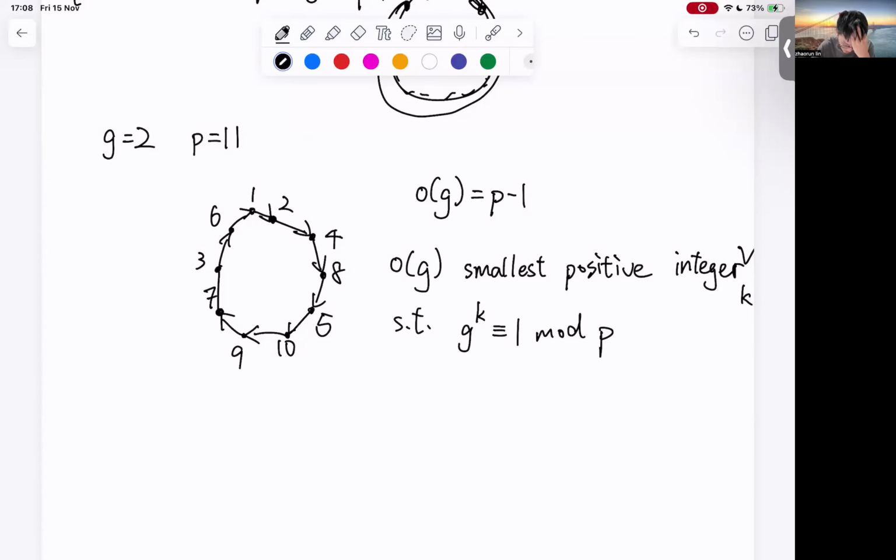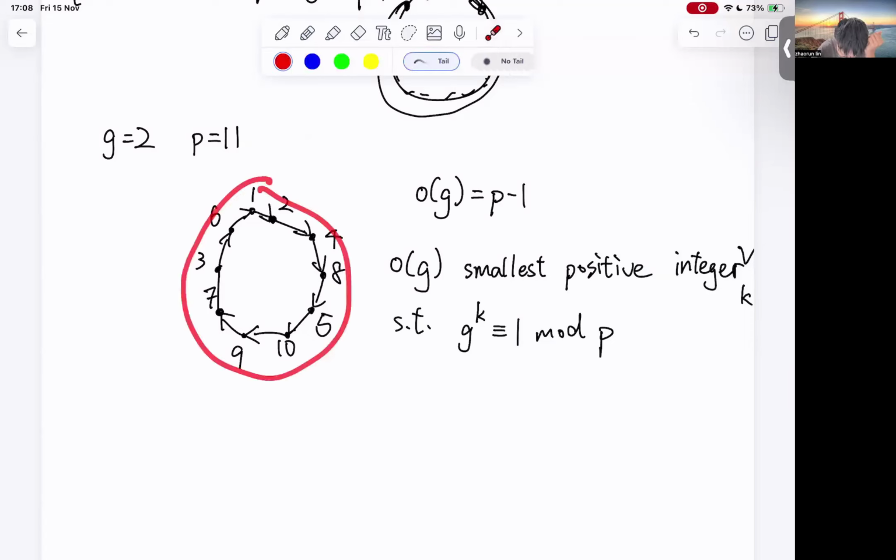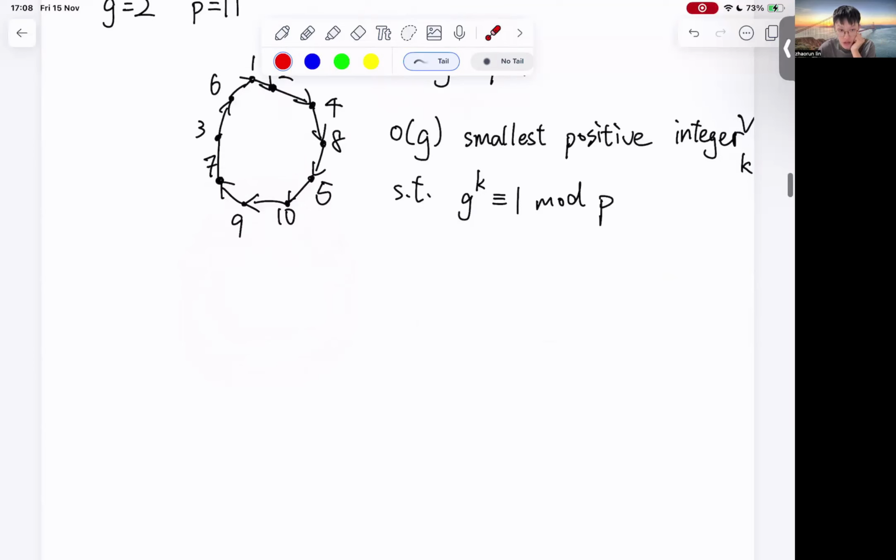And we can see that every primitive root has an order of p minus 1, because if we don't have order p minus 1, then we don't have this cycle, and we cannot iterate through all of the p minus 1 elements. That's actually why the order of a primitive root is p minus 1.